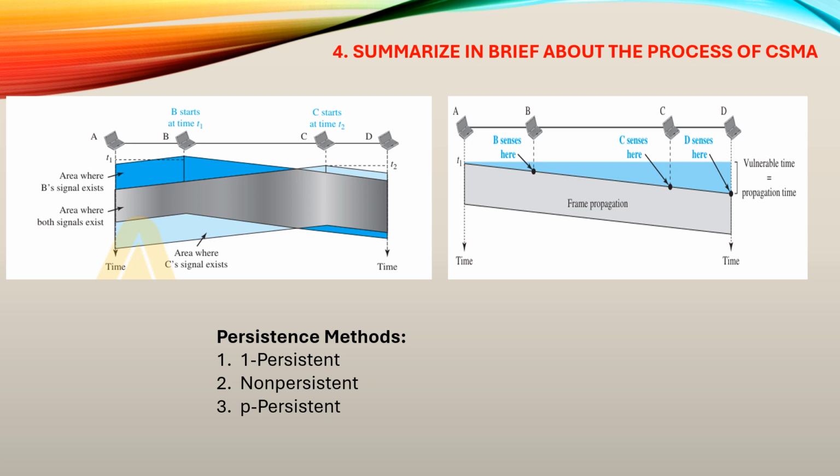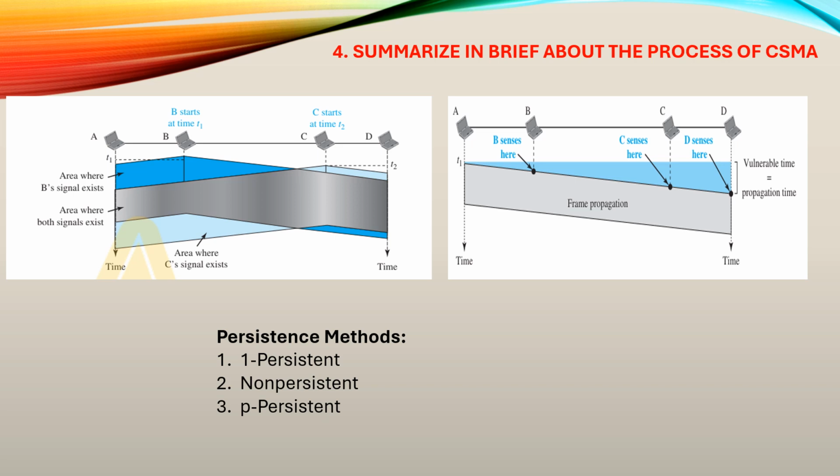CSMA is going to detect whether there is a collision happening in the transmission line. There are three methods followed: one-persistent, non-persistent, and p-persistent. This diagram shows how the frame is propagated from one end to the other. These are the different stations. From station A, at time t1, the data is transmitted. If there is any collision, it will happen in the black area where signals are transmitted from both ends. Here you can see B is sensing that some data is being transmitted, and C is sensing that data is transmitted.